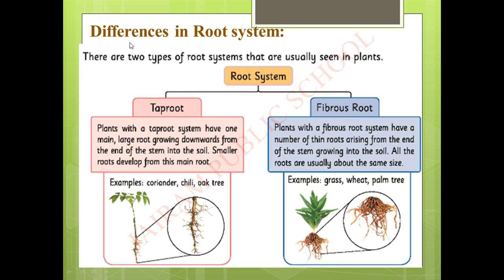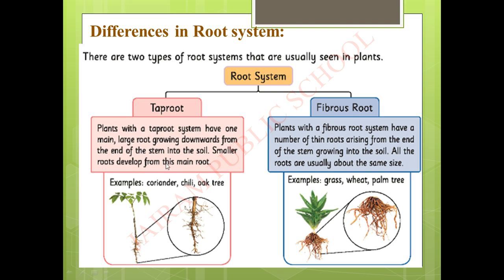First we can see the differences in the root system. So what are the differences in the root system? There are two types of root system that are usually seen in plants: taproot and fibrous root. Plants with a taproot system have one main large root growing downwards from the end of the stem into the soil.